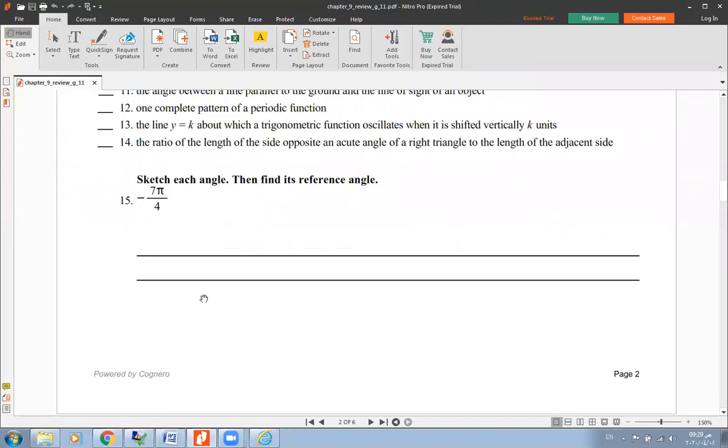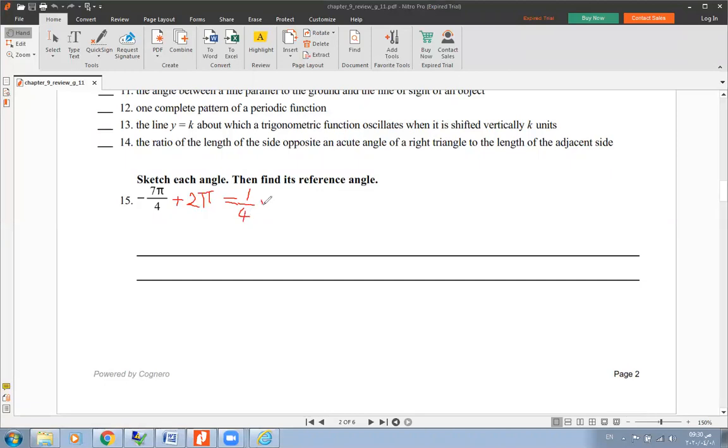So you have here a negative 7 over 4 pi. If you get the coterminal angle, you will add 360, or by another word, you add 2 pi, because 360 means 2 pi. If you add 2 pi to this angle to get the coterminal angle, the result by using your calculator will be 1 over 4 pi.